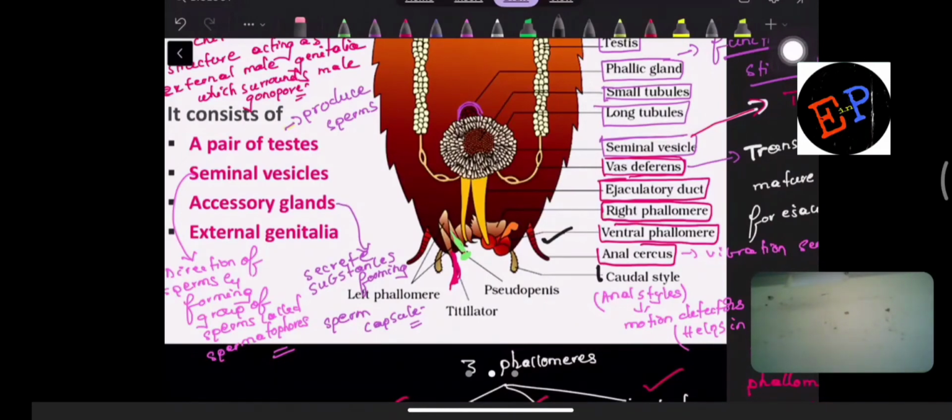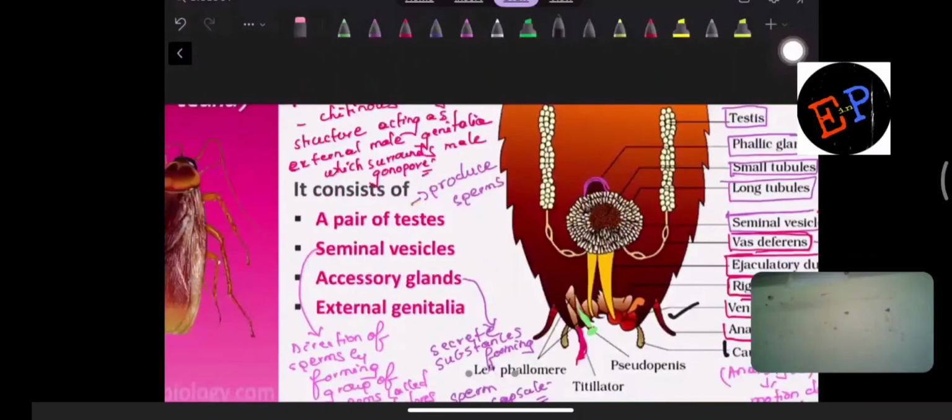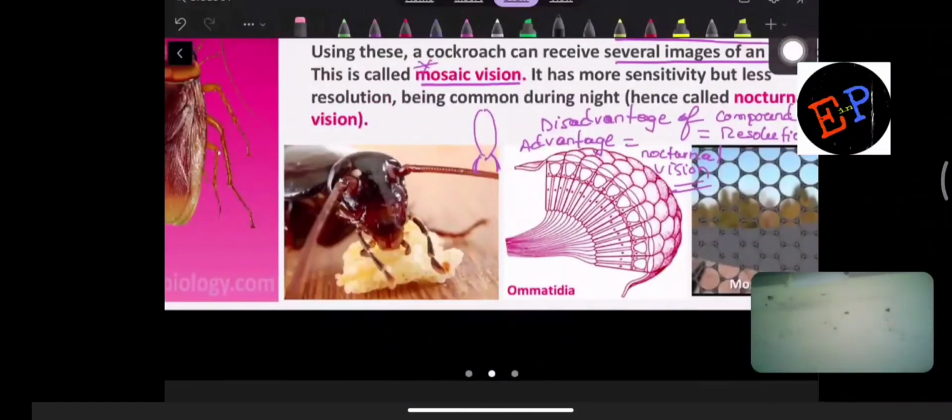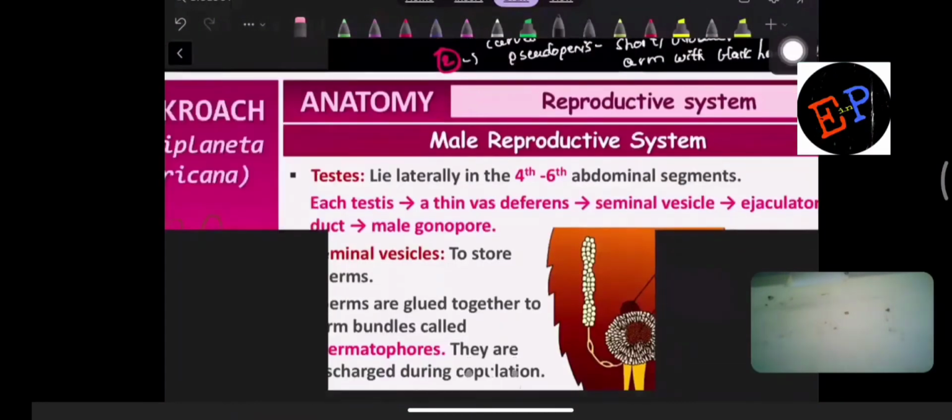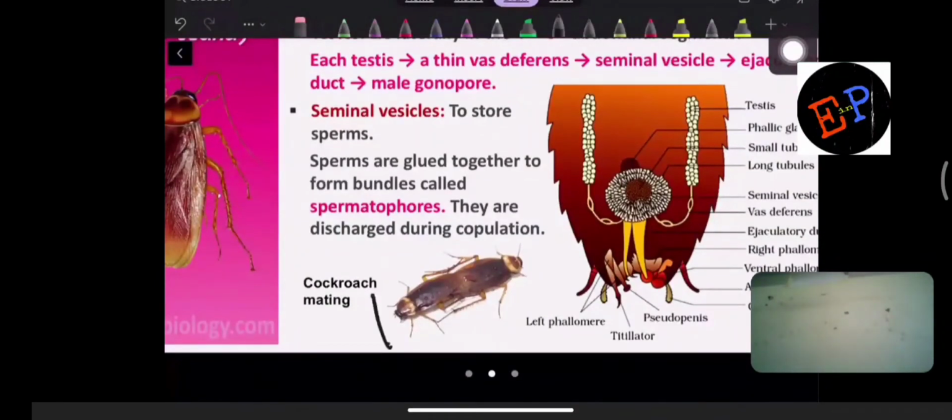Okay, so coupling of cockroaches, somewhere the diagram is present, let us see. See here, see how cockroaches are mating with each other. So two tails are joined together, parallelogram rule of addition.